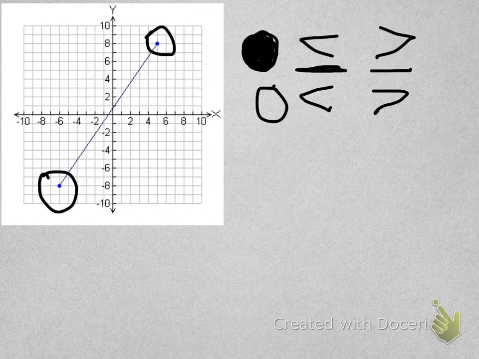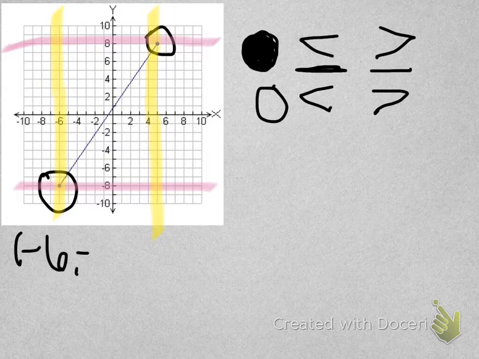With this one in particular, what I have my students always do is box in their graph. So you would draw lines like this, okay? Just like that, all right? And then the next thing I have them do is write out their points. So over here, I'm going to write out the first one, which is -6, -8. Okay, and then my second one, which is 5, 8.